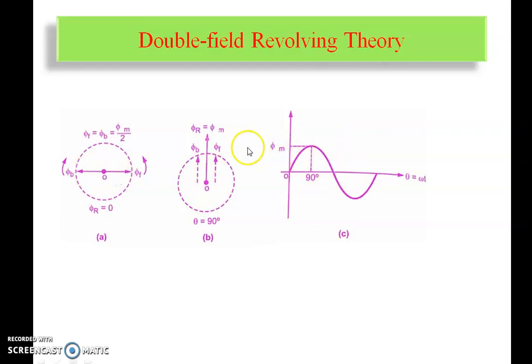Again, similar to that one, phi b reaches the maximum and phi f again reaches the maximum, that means negative maximum at 6 o'clock. Again it reaches the maximum phi m, which is having a negative value. So this continuous cycle goes on. We will apply this principle to the single phase induction motor. This is nothing but the double field revolving theory. I am explaining with this diagram. We can apply this principle to the working of single phase induction motors.